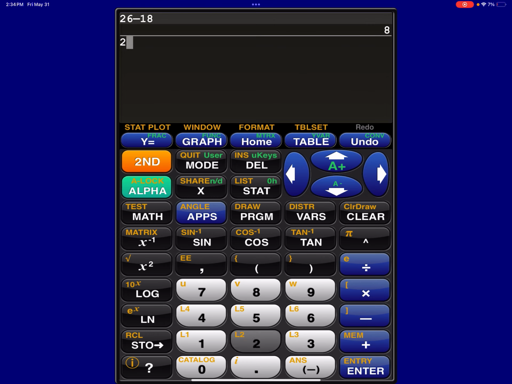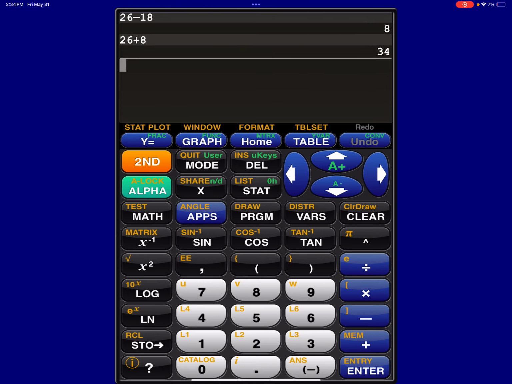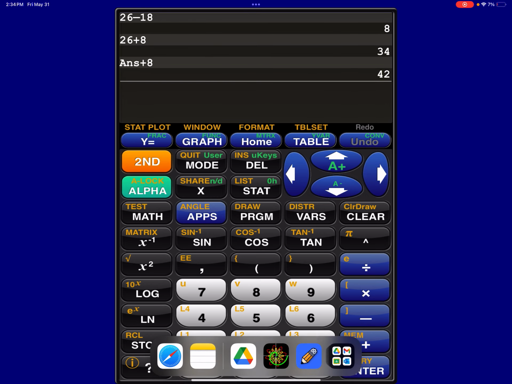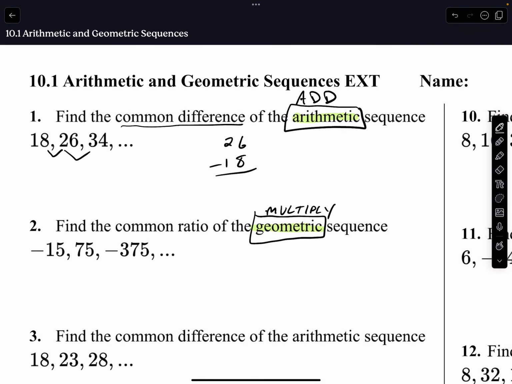Now, if I add 26 plus 8, if I keep going, look, I get 34 plus 8. There is the sequence right there. So the common difference here in this sequence is 8, right? Positive 8. You're heading in a positive direction, so it would be plus 8.